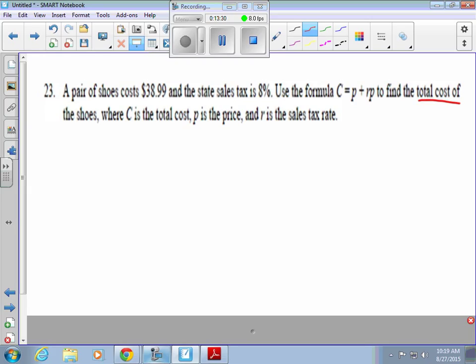Number 23 says a pair of shoes cost $38.99 and the sales tax is 8%. Use the formula C equals P plus RP to find the total cost of shoes, where C is the total cost, P is the price, and R is the sales tax rate. So in place of all of these P's, we're simply going to plug in $38.99. That's the price. So there and there.